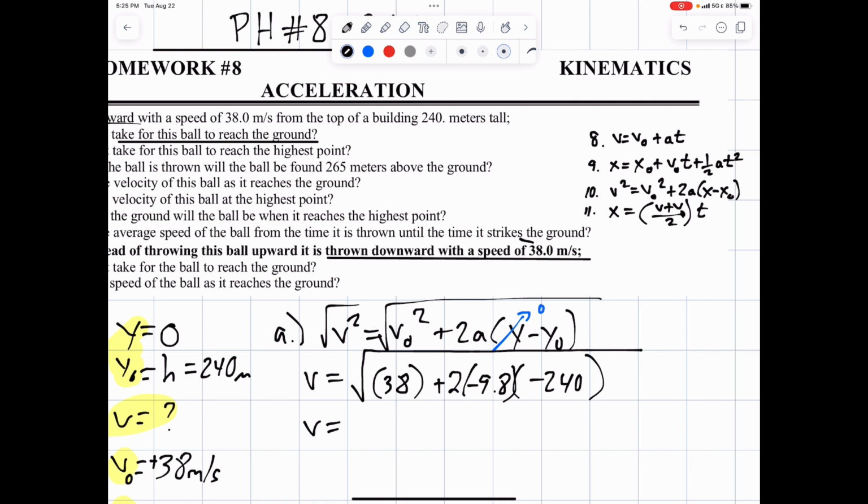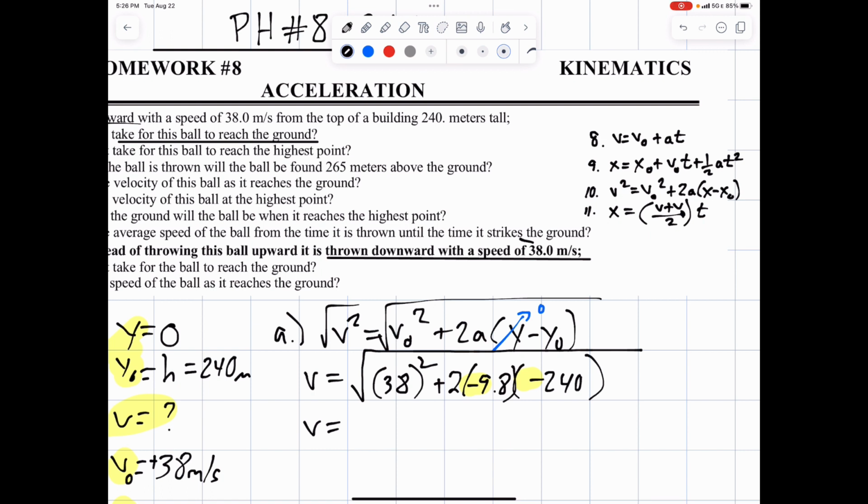Now I see this part right here. This minus times a minus is a plus, so I'm going to be adding all that in there, and I did forget the square there, so I got to put that in there. So I have 2 times 9.8 times 240. So that's 4704 plus 38 squared is about 6,148.